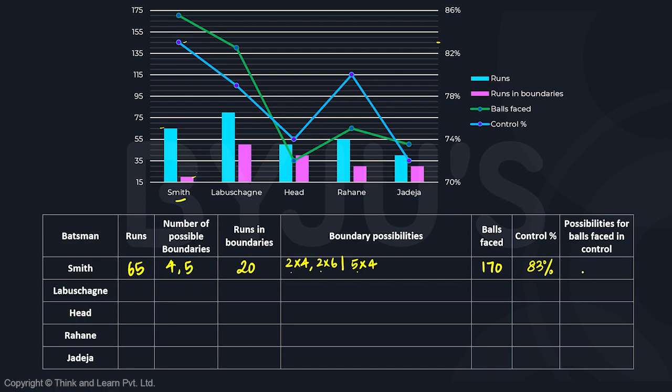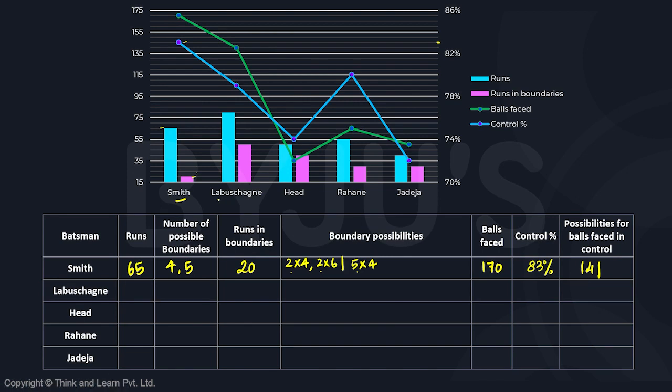Now, possibilities for balls faced in control. So what is 83% of 170? So that is going to be 83 plus 7 into 8, 56, 57, 58, 86 plus 55, 141.